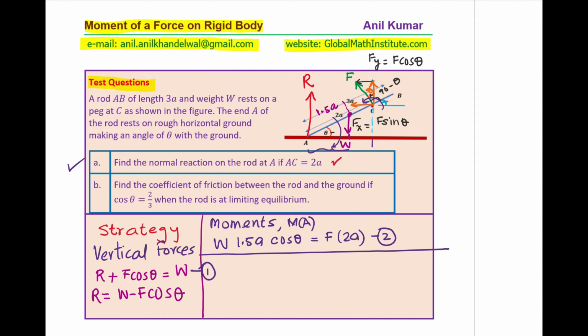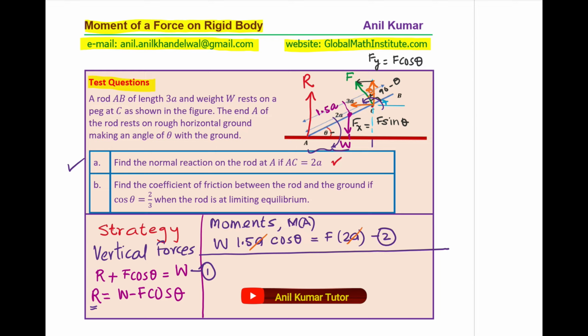My idea is to discuss the strategy with you, and then I'd like you to answer this question yourself. So I hope from here you get the value of the normal reaction R, right? So use these two equations to find R. That is the whole idea, right? So you have F as 1.5 times W a cos theta divided by 2a, correct? You can substitute this value here. Substituting this, find R, correct?